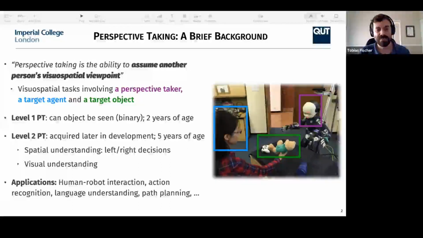And there's a variety of other applications. If you think of action recognition, if you perceive an action, then typically for you as a human, it doesn't really matter whether you see a person doing an action from the front or from the back. You will still recognize that action. And language understanding is very important. As I just said, my left is your right, my front might be in your back. And for a robot as well, in order to plan a path, the robot should know where the human is headed next.